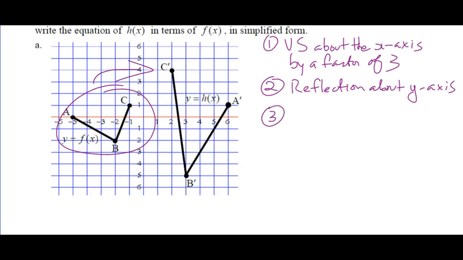So here's B. All right, what happened? I vertically stretched by a factor of 3, so I was at -2. Now I'm at -6. I then reflected about the y-axis, so I'm at +2. So then I went right 1, up 1.